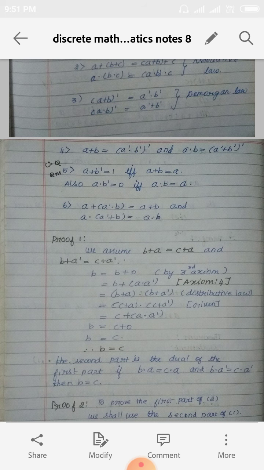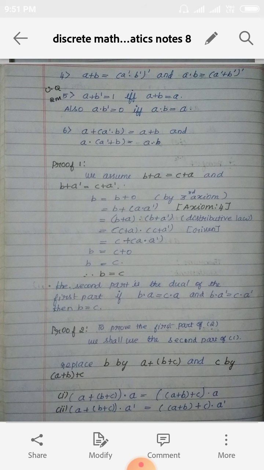Also a dot b dash is equal to 0 if and only if a dot b is equal to a. And the sixth one, a plus of a dash dot b is equal to a plus b, and a dot of a dash plus b is equal to a dot b. So see the first proof.